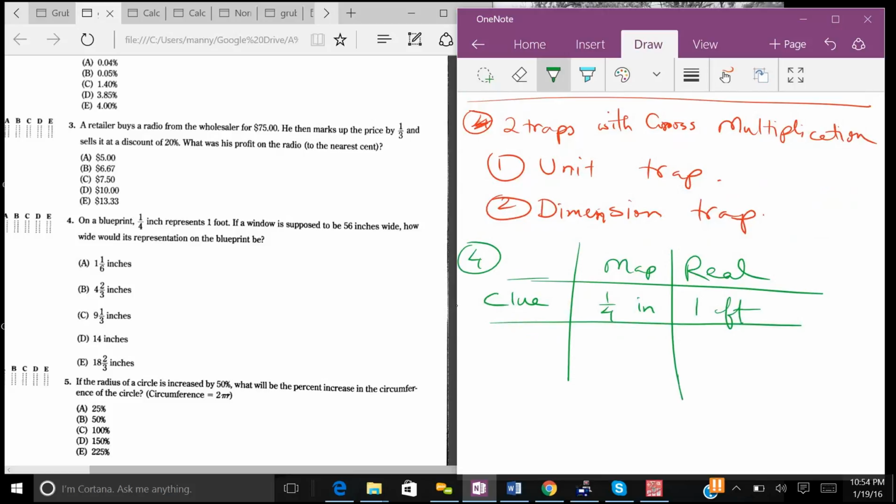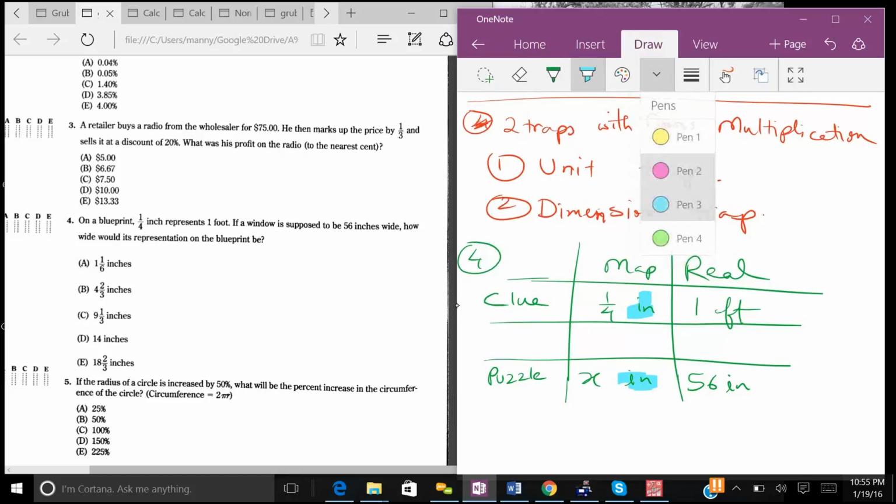I tell my students when you have a cross multiplication issue, make a little tic-tac-toe and leave the row in the middle for adjusting. So what's the puzzle? The puzzle is 56 inches, and the answer is X inches. So for us, this inch and inch is a good thing, but our problem is that this foot and this inch is different. We need to make it the same thing. It could be miles and miles, it could be foot and foot, whatever. But right now, it's not the same.